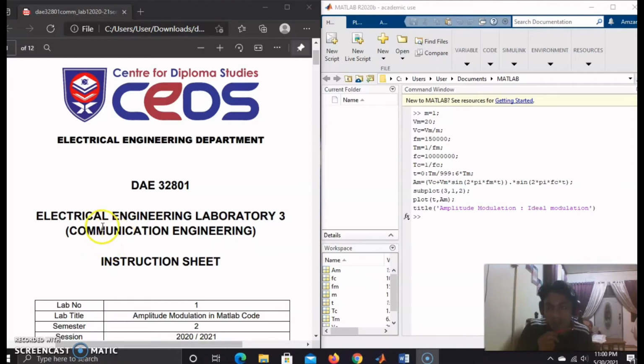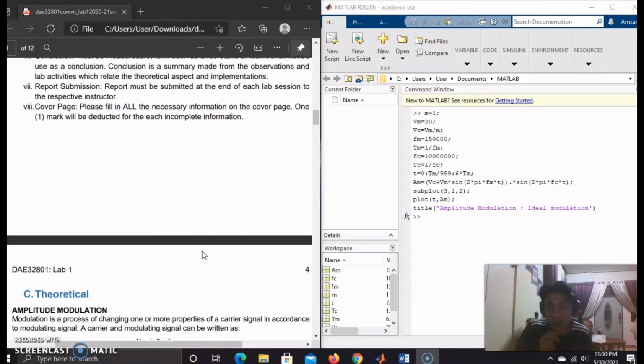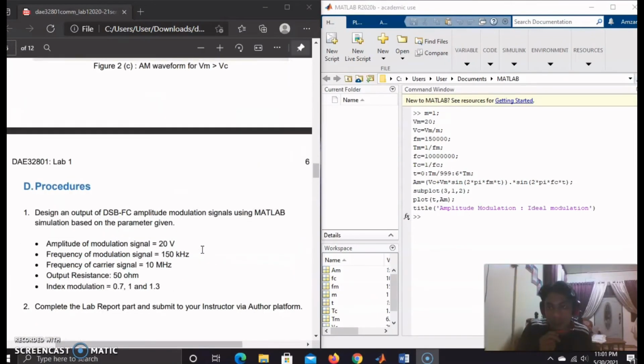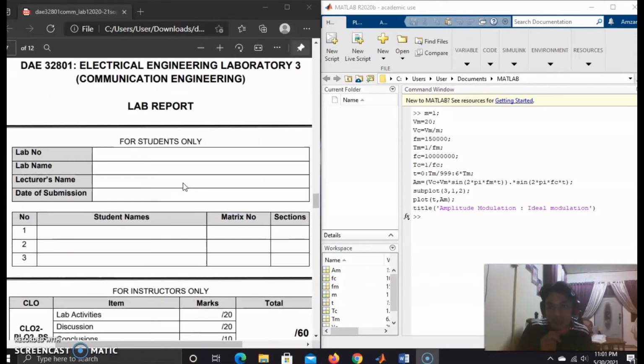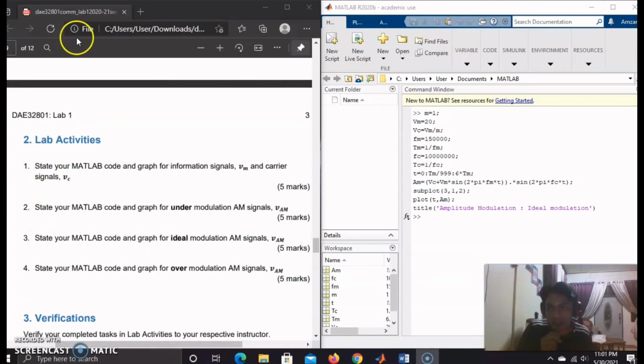For the lab communication engineering, it is amplitude modulation in MATLAB code. First we go through the procedure. The procedure was to design an output of DSBFC amplitude modulation signal using MATLAB simulation based on the parameter that is given. For my part in the activity, it is question 3 and 4.